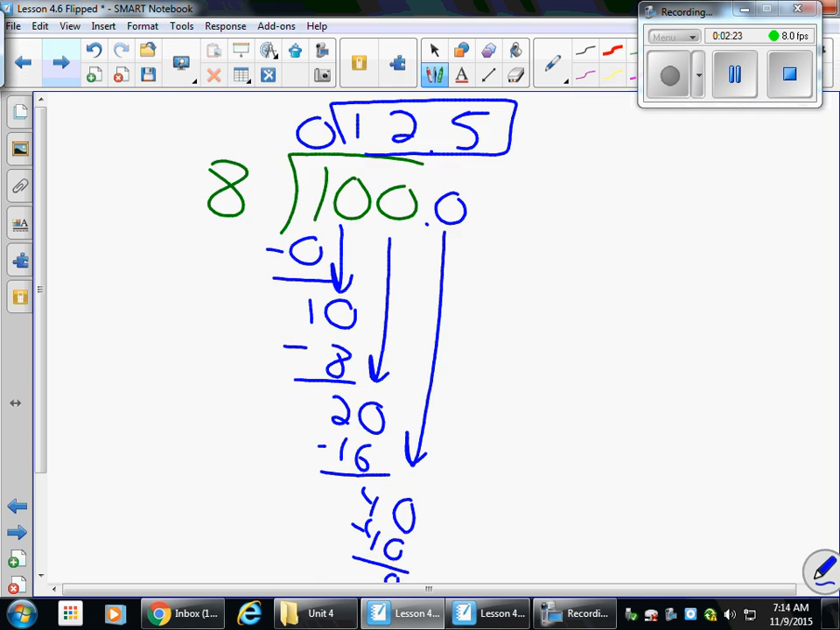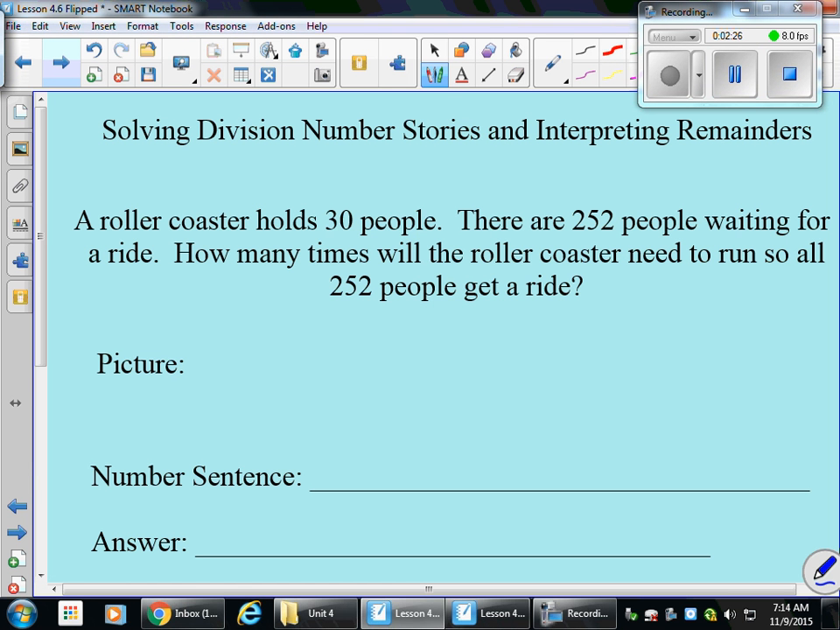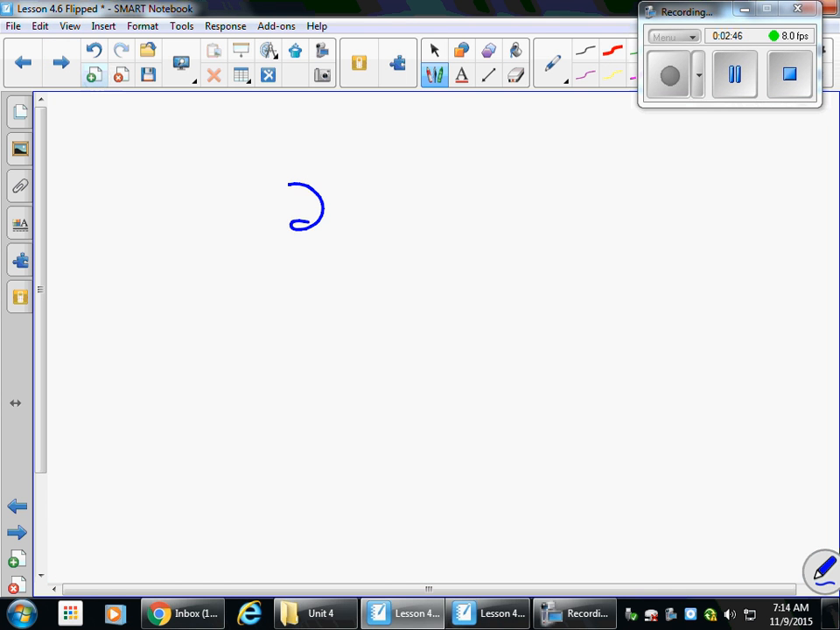Let's take a look at another one of these problems here. I have some more examples. A roller coaster holds 30 people. There are 252 people waiting for a ride. How many times will the roller coaster need to run so all 252 people can get a ride? Key thing is all here. So we can't leave anyone in line to ride. Well, we're going to be dividing, right? 252 divided by 30. So we want to see how many times this roller coaster needs to go.